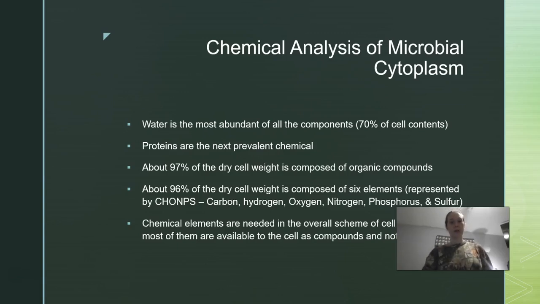First, before we talk about that, we're going to go into the chemical analysis of microbial cytoplasm. We know that water is the most abundant of all the components. It makes up about 70% of the cell contents. Proteins are the next prevalent chemical, and about 97% of the dry cell weight is composed of organic compounds. Again, we talked about the carbon, the hydrogen, the oxygen, the nitrogen, the phosphorus, and the sulfur being critical in those microorganisms and cells.